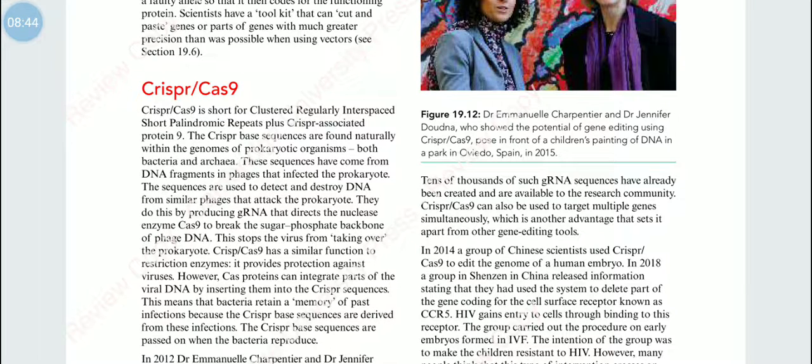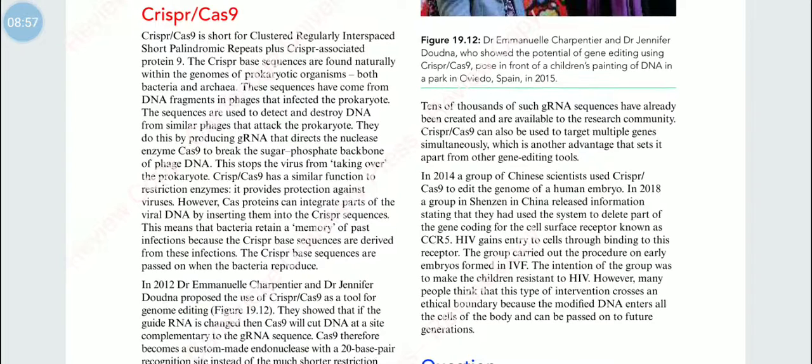CRISPR-Cas9 is short for clustered regularly interspaced short palindromic repeats plus CRISPR-associated protein 9. These base sequences are found naturally within the genomes of prokaryotic organisms, meaning both bacteria and archaea. These sequences come from DNA fragments in the phages that infect the prokaryotes, so they can be used to detect and destroy DNA from similar phages that attack the prokaryotes.